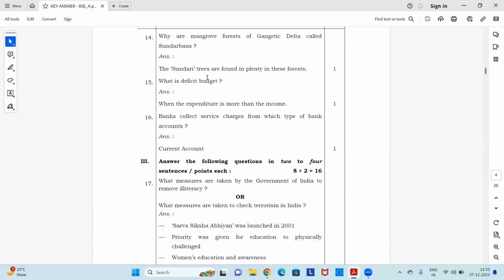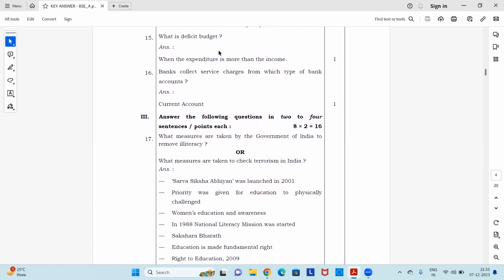Answer, the Sundari trees are found in plenty in these forests. The next, what is deficit budget? Answer, when the expenditure is more than the income, then it is known as deficit budget. Next, banks collect service charges from which type of bank accounts? Answer is current account. If you have a current account, then service charges are collected from you.